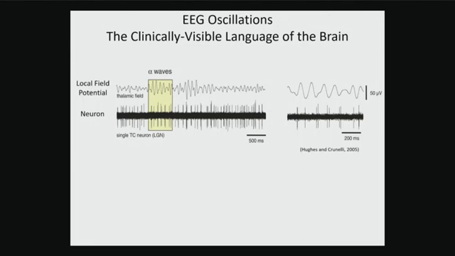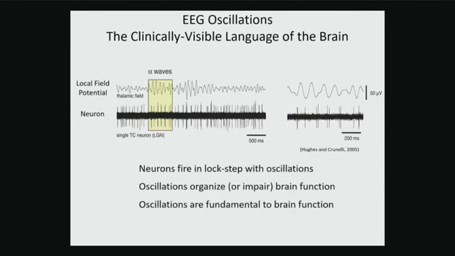So here's an example that when you see oscillations here, they're actually reflecting underlying neuronal firing. You can see the synchronization in this alpha wave from the thalamus of a cat. So the oscillations organize brain functions. We think under anesthesia they impair brain function. And then interestingly, the properties of the oscillations tell us something about the circuit, and we're going to get into that.